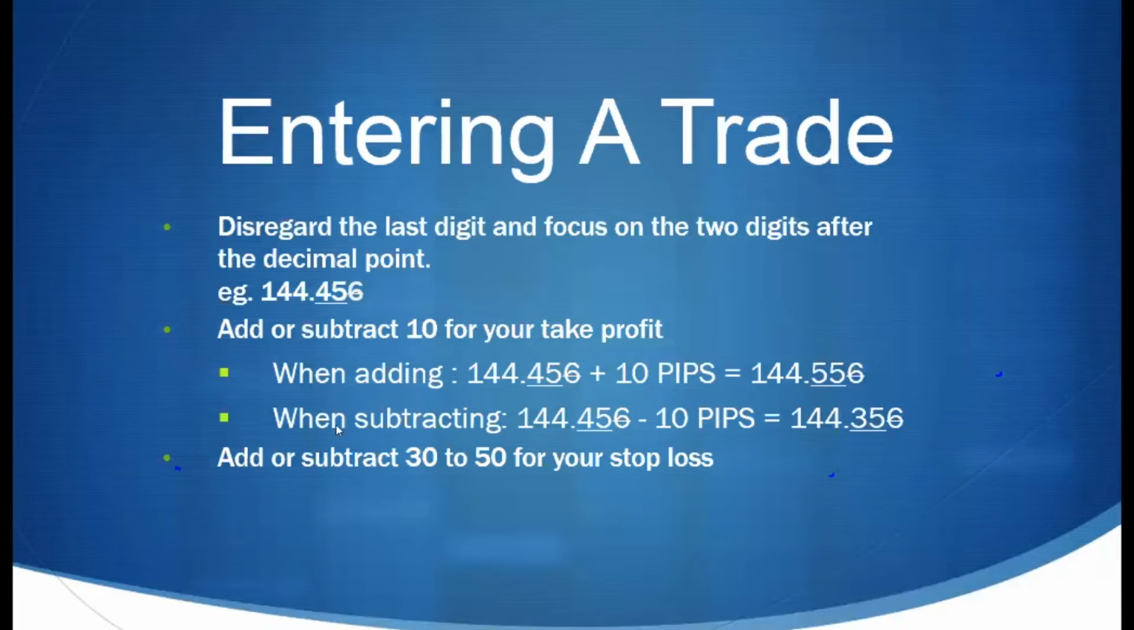In a sell, you're gonna be subtracting. So 144.456, I disregard the 6. I have 45 minus 10 pips because we're in a sell. You're going to bring over 144.356. And then you do the same thing on your stop loss if you're using a stop loss. All right? Does everybody see this right here?